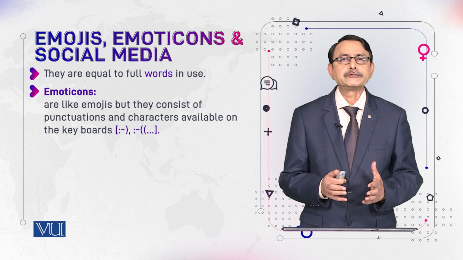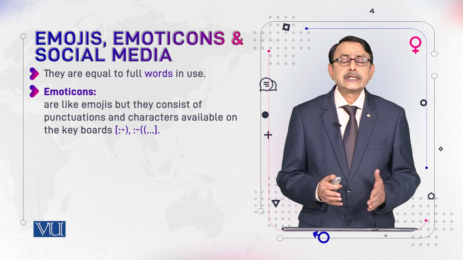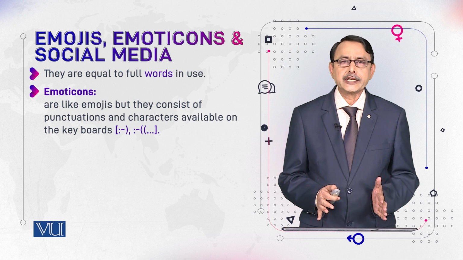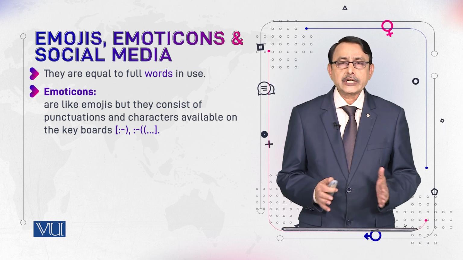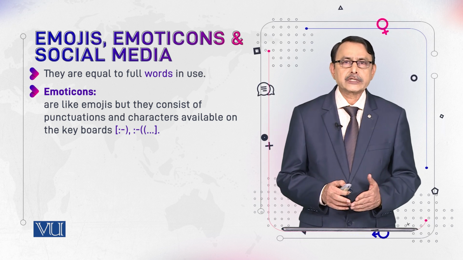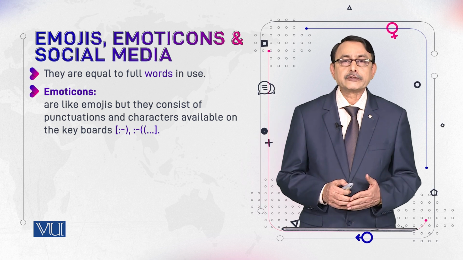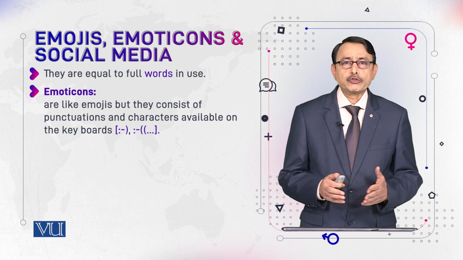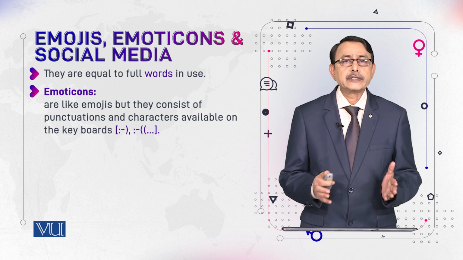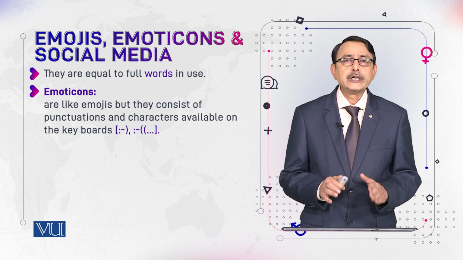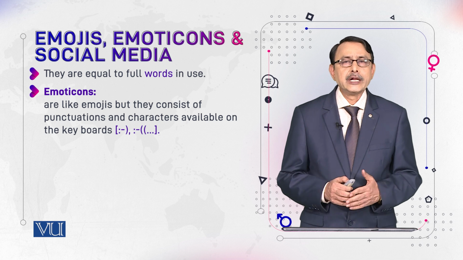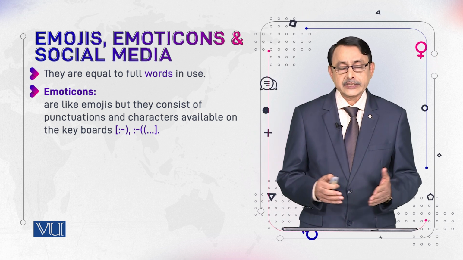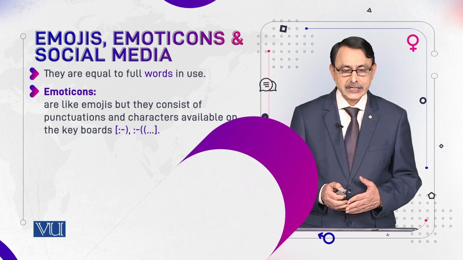Then we have emoticons, emotion plus icon. So this is a blend of these two English words. Emoticons are also like emojis. Their function is the same, but instead of pictures, they use punctuation, as these two examples show at the end of this slide. You see faces in the form of punctuation marks, colons and brackets, right? So the first is a sign of happiness, the other is a sign of sadness, and so on.